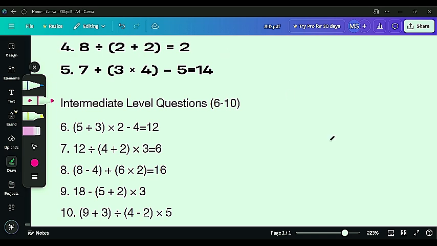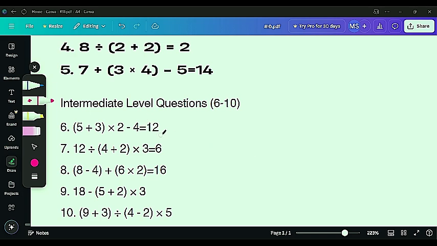Now here we do 5 plus 3, that is equal to 8. After that multiply it by 2, 16. After that minus 4 gives us 12.